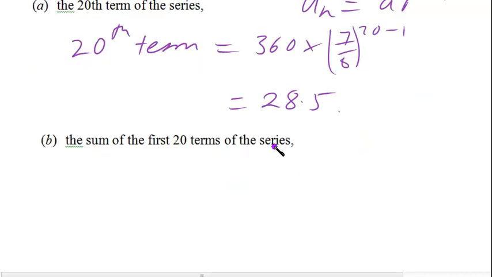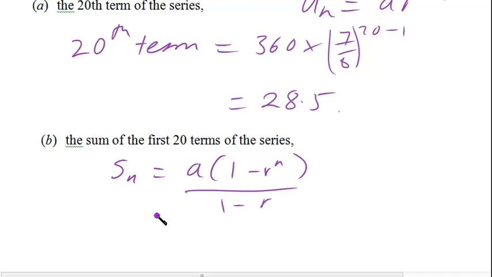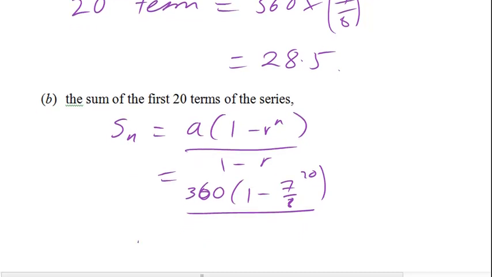Now we're going to find the sum of the first 20 terms of the series. So Sn, the sum of the first n terms, is equal to a times 1 minus r to the n, all over 1 minus r. And that equals 360 times 1 minus 7/8 to the 20, all over 1 minus 7/8. And you just put that into your calculator and you should get 2,680.